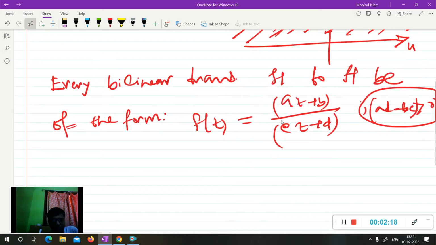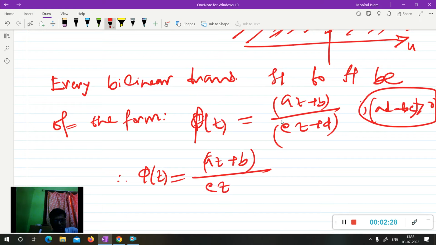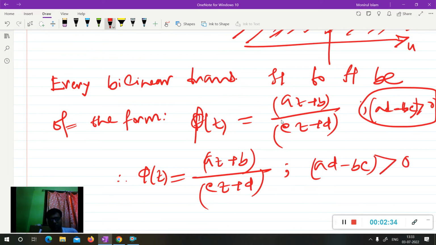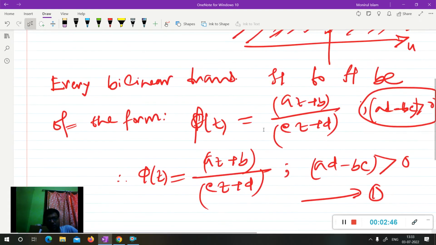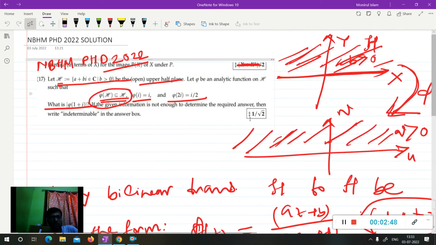You can call it phi. So therefore phi(z) equal to (az plus b) upon (cz plus d), where ad minus bc is greater than 0. I have named it 1. Now here two conditions are given. Phi subset H means the upper plane maps to the upper plane, so I have used the bilinear transformation that maps the upper plane. Now use the two conditions, phi(i) equal to i and phi(2i) equal to i by 2.